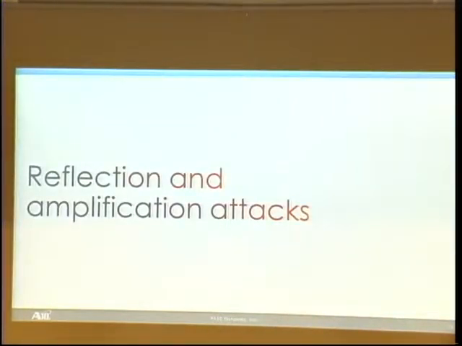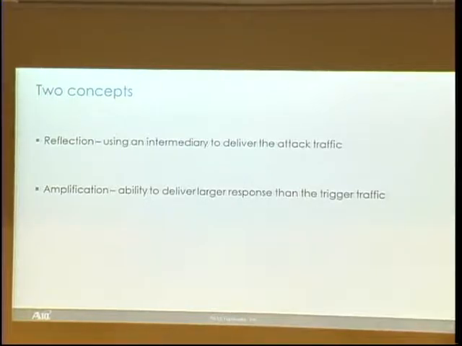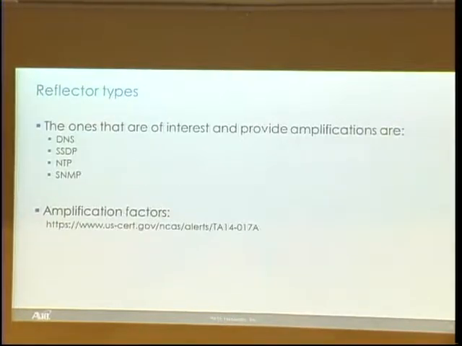So, reflection and amplification attacks. There are two different concepts. One of them is reflection, the other one is amplification. The reflector types, the popular ones are DNS, SSDP, NTP. There's some SNMP. For some reason, it didn't stick much. It showed up, then disappeared, then showed up again. Maybe because DNS and SSDP are so sweet that there's no point in doing SNMP.